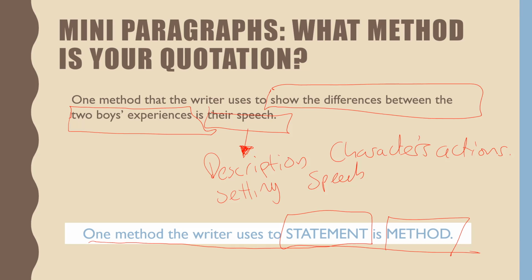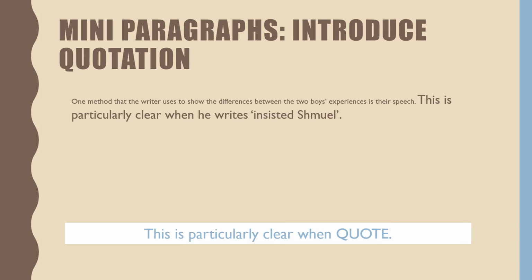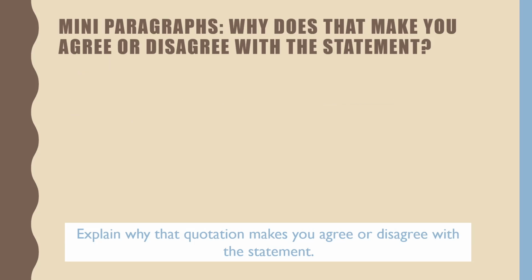So after you've done that, I'll just make that part smaller so you can see the next part. Then you introduce your quote. So I said this is particularly clear when he writes, insisted Shmuel. That's pretty straightforward. You just put the quotation. And then the last part, it's hard for me to tell you how to structure this part because you just say in your own words why that makes you agree or disagree with the statement.